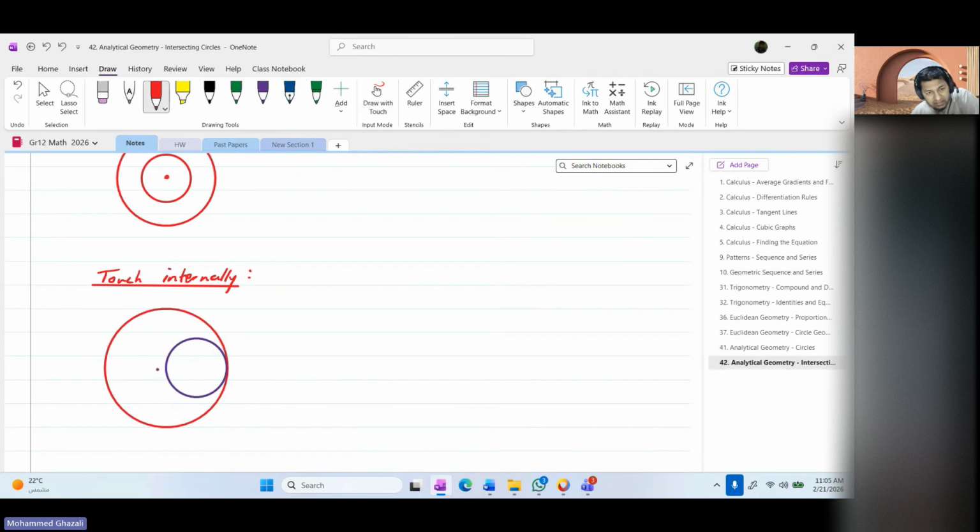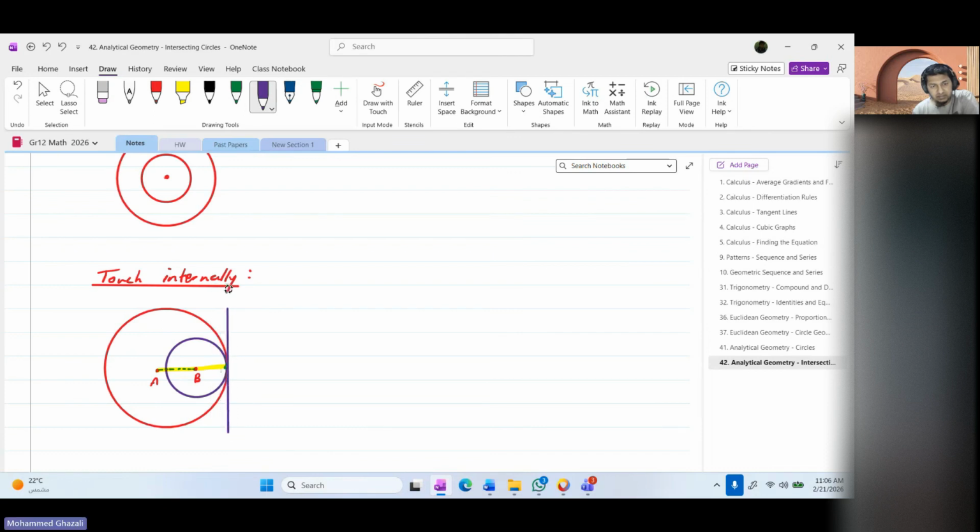Let's call this center A, and this is center B. So the distance between the centers, there's two important things. You have to find the distance between the centers, and look at capital R, the big radius is from here to the center, to the circumference. And the small radius is this small portion over here, the portion from B to the common tangent point. Now, remember when circles touch internally, it also has a common tangent.